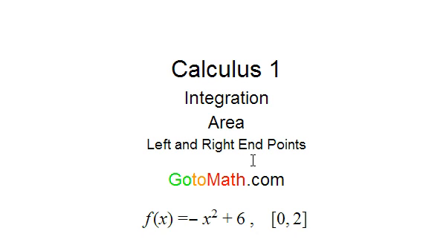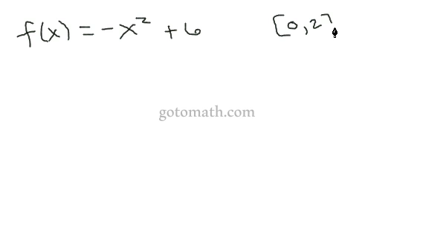Alright, we're looking at area, and in the previous video we were approximating the area under the curve using the right endpoints. But this time we're going to be using the left endpoints. So let's look at a picture. Let me write the function up here that we're looking at. f of x is equal to negative x squared plus 6, and we're on the interval between 0 and 2.